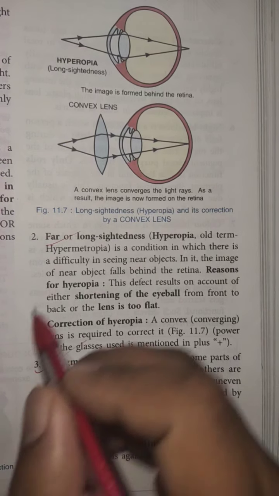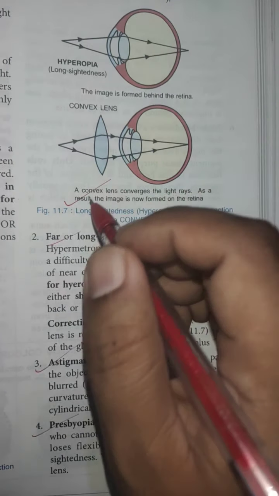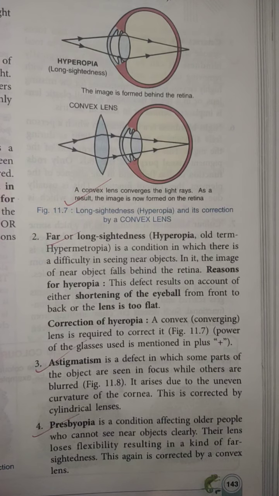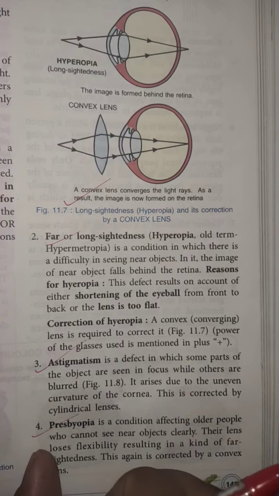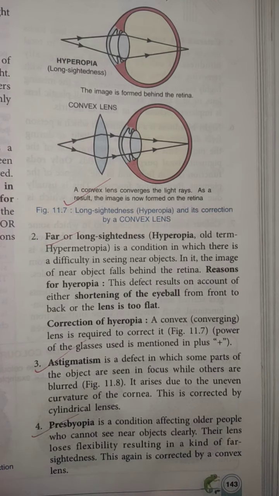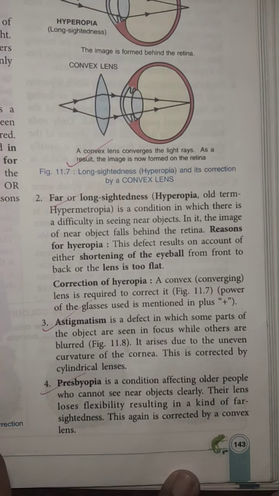This diagram is very important, and in the case of short-sightedness, the diagram is very important. For the others, you just have to know the brief idea and do not have to draw a diagram.